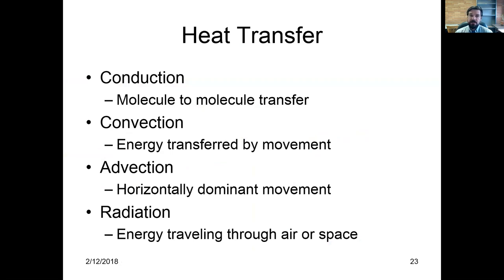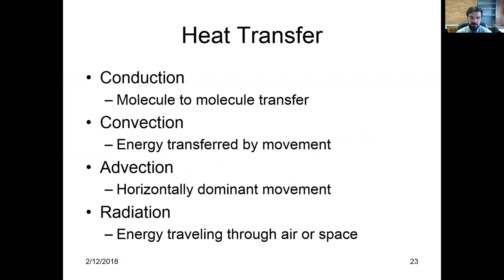So that kind of leads us into thinking about how heat gets transferred. We talked about this short wave and long wave radiation, the albedo of clouds. What are some other forms, other than just radiation, that heat is transferred? And here are four of them that you're expected to be familiar with.